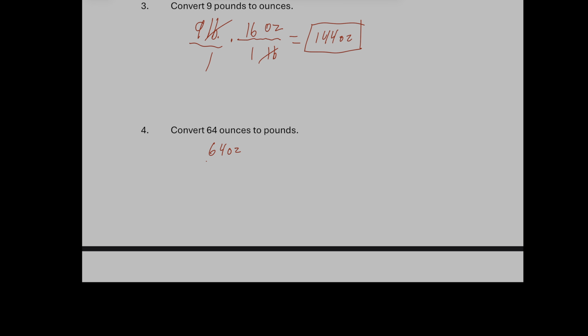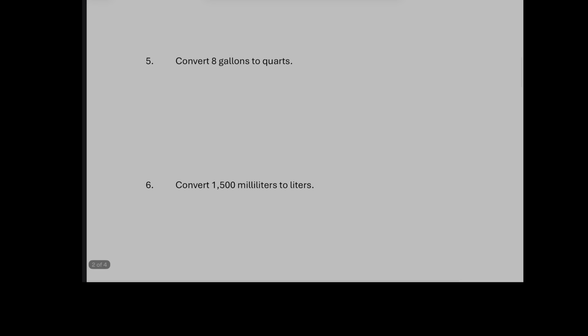64 ounces over 1, and I want to multiply that by something with ounces on the bottom and pounds on top. I already know it's 16 to 1, so 16 ounces to 1 pound. If you notice, I just have it backwards, because I want to cross out the ounces. When it's all said and done, it's 64 divided by 16, which is 4 pounds. All right, let's go on to number 5.